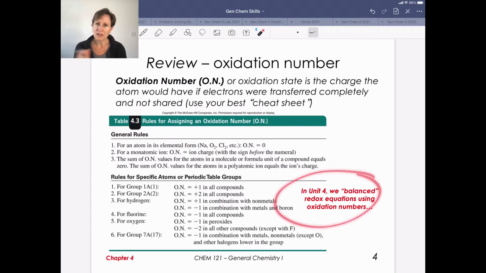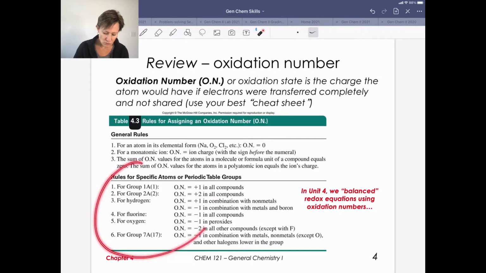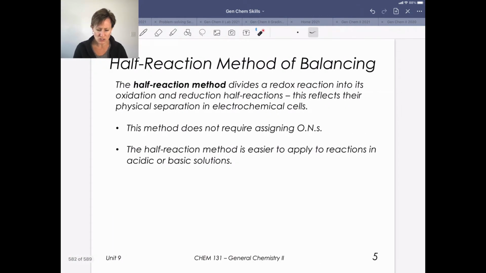So in Unit 4 from last year, we balanced redox equations using oxidation numbers. So that's how we were able to connect things together. So this is a good review. If this is not familiar and up in your brain, make sure that you review how to assign oxidation numbers. Remember that our final exam for this course is cumulative. So it's Gen Chem 1 and Gen Chem 2. So a lot of the things that we learned last semester are going to be things that you will see on your final exam. All right, so that was just a review of how we assign oxidation numbers.